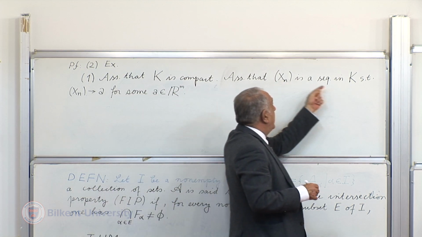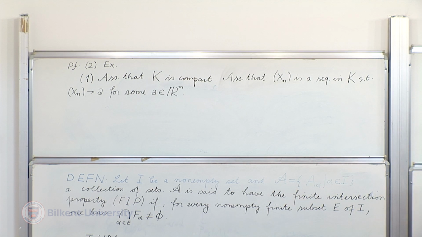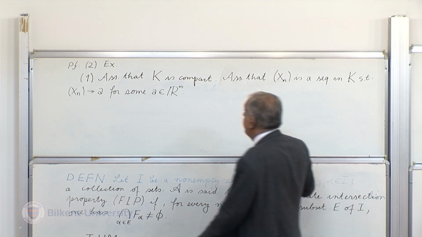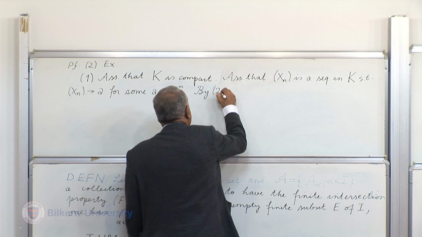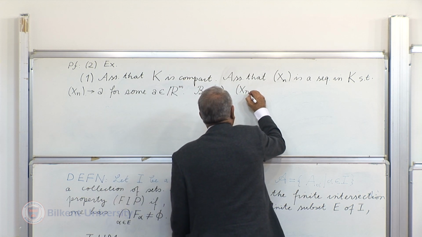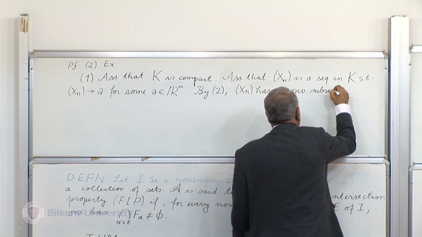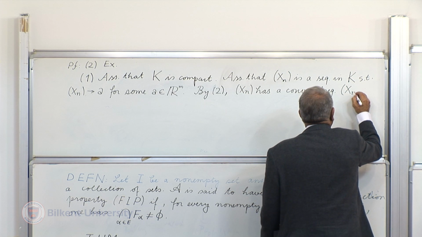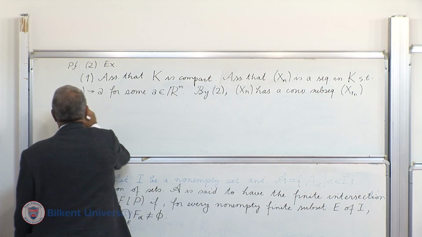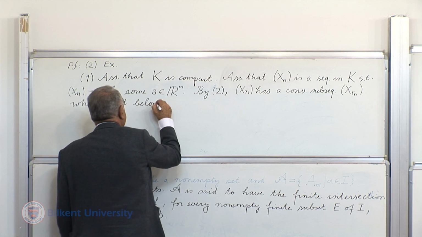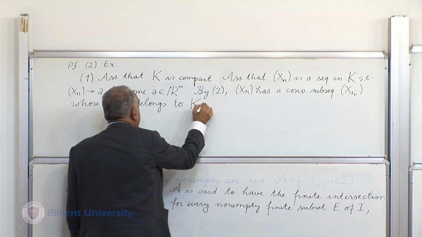But if this is a sequence in K, and we know that K is compact, well, 2 tells us that there is a convergent subsequence of Xn whose limit belongs to K. By 2, Xn has a convergent subsequence X sub r sub n whose limit belongs to K.